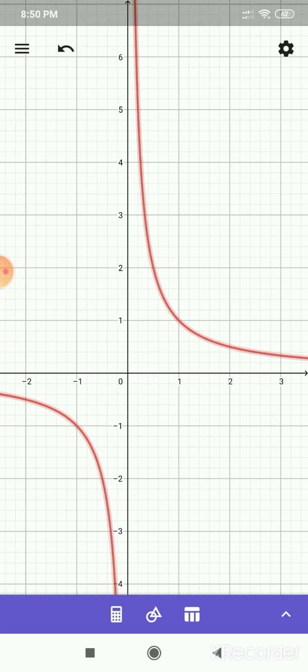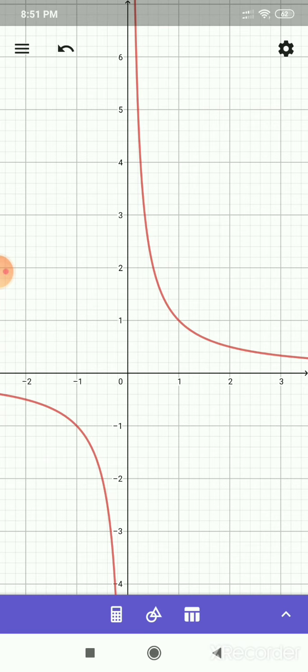So 1 by x is a rational function, and the graph of 1 by x is given like this. It doesn't touch the x-axis, and you can see two graphs, one in the first quadrant and another in the third quadrant. These are not two graphs, these are actually a combination of the graphs of 1 by x. Can you define the domain? The graph is taking values except at the point 0.